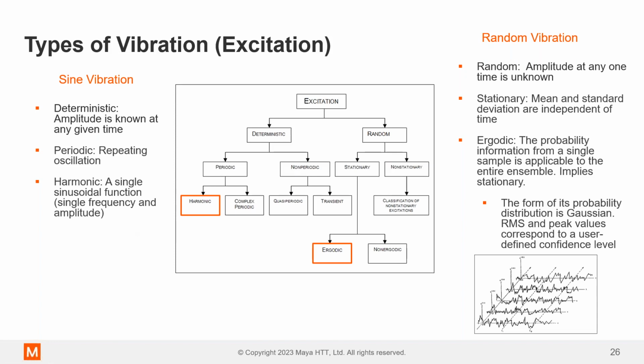And then random vibration, it's random. You don't know the amplitude at any given time, but it is stationary. So the mean and standard deviation are independent of time. It's ergodic, and basically that just means the probability information from a single sample is going to be the same. If you take a sample at 10 seconds or at 1 minute, the probability information is going to be the same. So it's independent of the time you take the sample. And again, it has a probability distribution that's Gaussian.